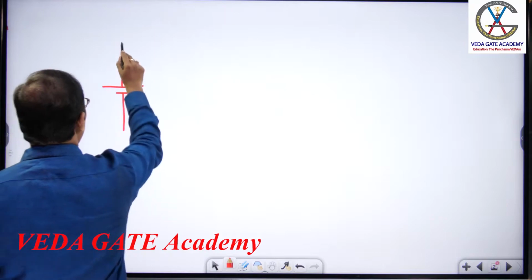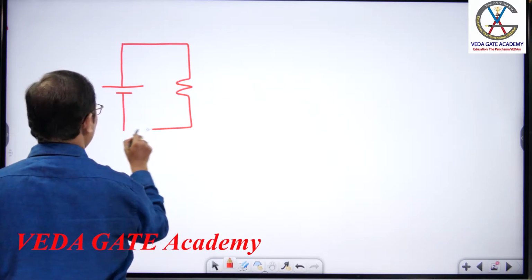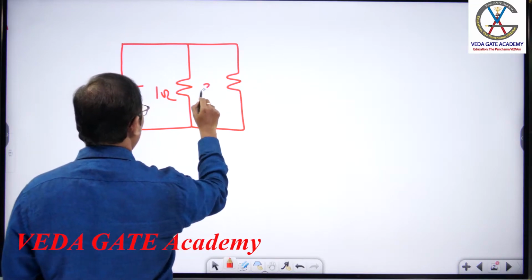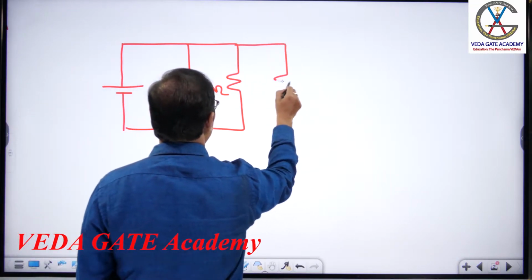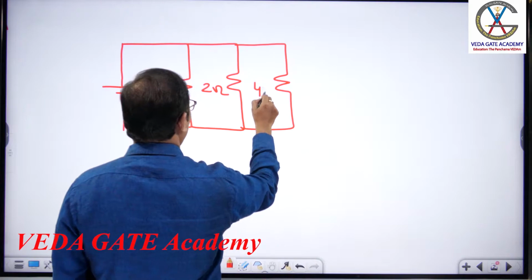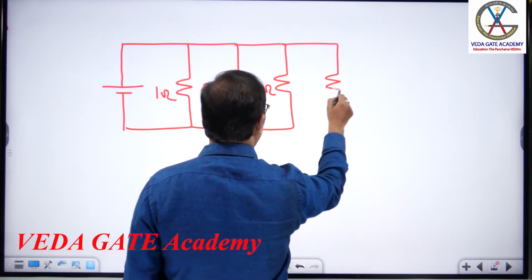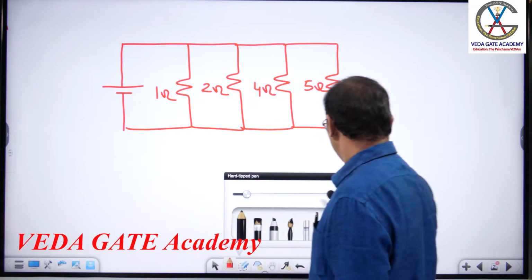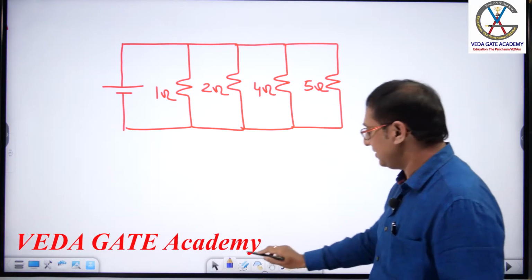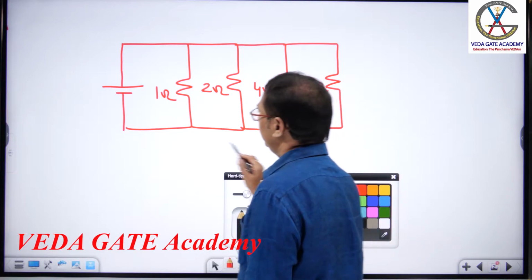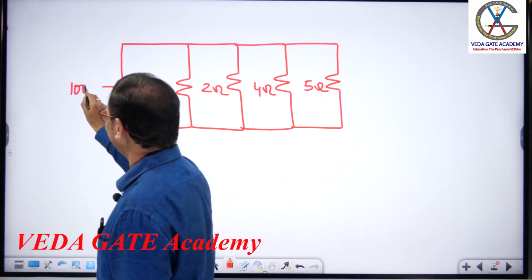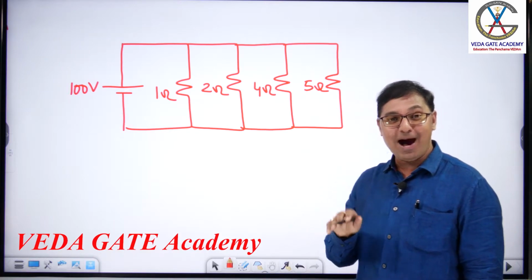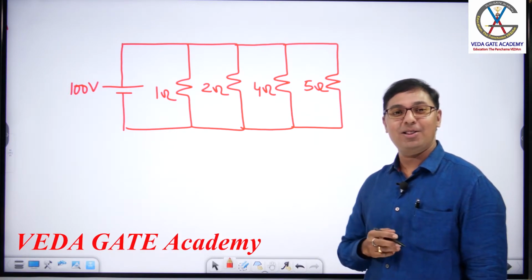Let me take a 100 volt source with resistance values of 1 ohm, 2 ohm, 4 ohm and 5 ohm. Come on, engineers. I want the current in all the branches. Let us take the source value as 100 volts. Hope this circuit is clear to you. My interest is to find the current in all the branches.